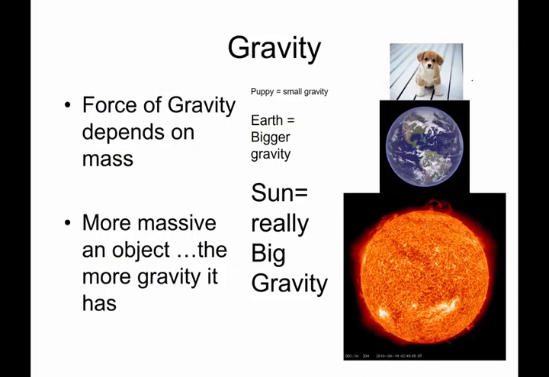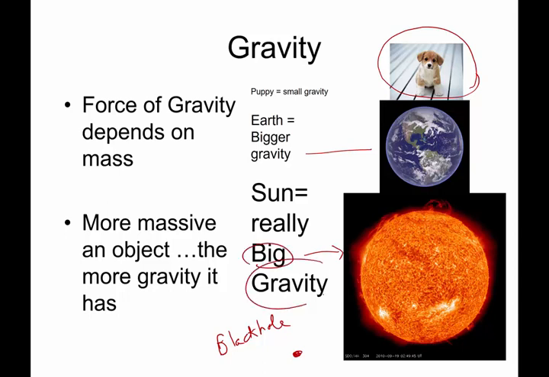If you've got something that is small and cute, like a puppy, it's going to have a much smaller force of gravity than something large like the Earth, or something really big like the Sun, or something really, really, really big like a black hole. So there is a direct relationship between size and amount of gravity. Big things, a lot of gravity. Small things, little gravity.